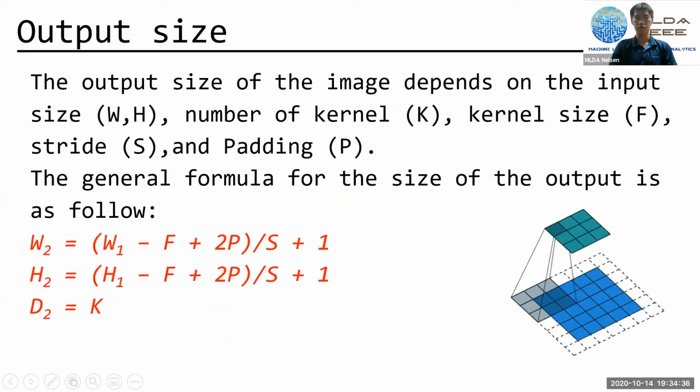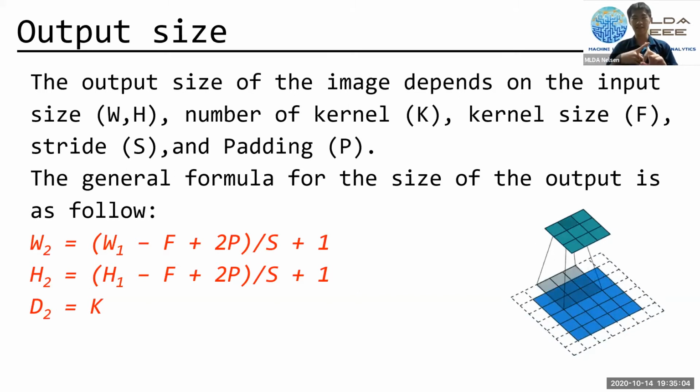Okay, so lastly, we'll talk about the output size. We're going to connect everything that we just learned. We have the input image and its input size, we have the kernel. So we have the number of kernels, we have the size of the kernel itself, and we have also the number of channels, and we also have strides and padding.